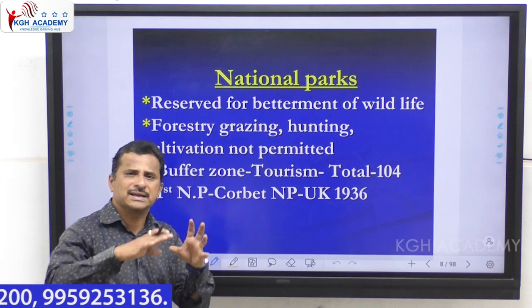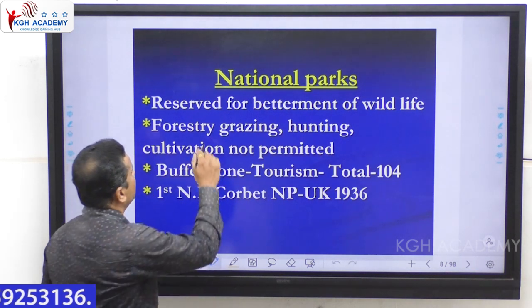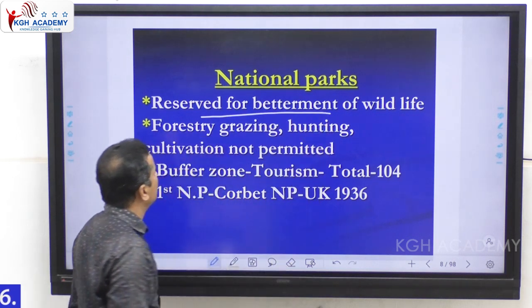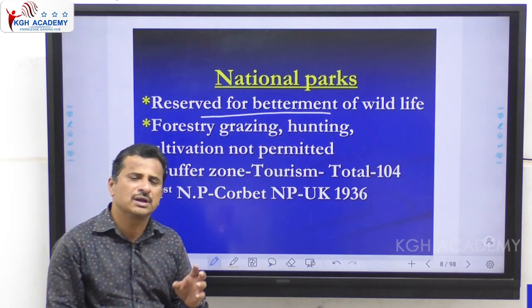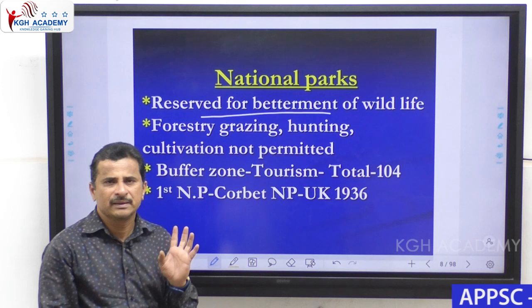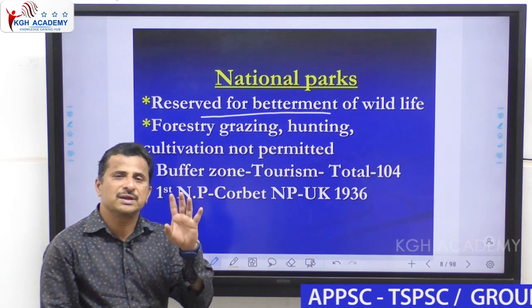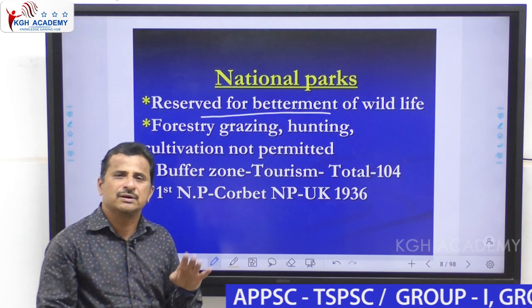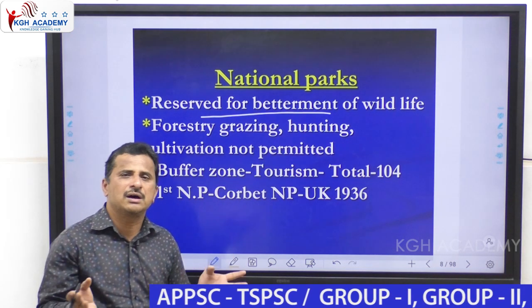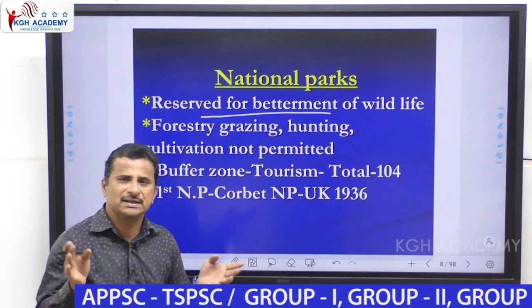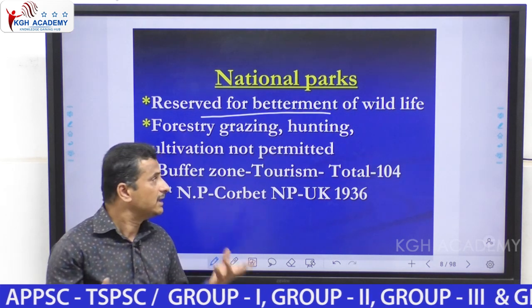So a national park is an area for the betterment of wildlife. Wildlife means both plants and animals. Here in national parks, they do not give preference to any particular organism. So in that natural area, all organisms continuously develop, grow and increase their number.